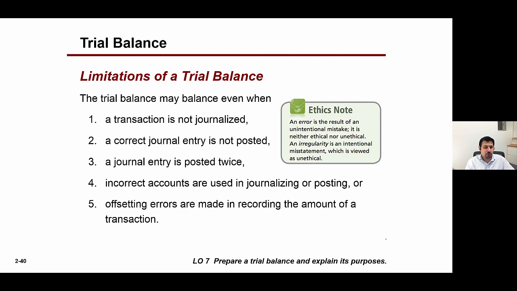If, let's say, a certain journal entry was posted twice, still the total debits will be equal to total credits. I just want to mention here that errors are usually unintentional. Irregularities are when there is the intention of making this mistake.